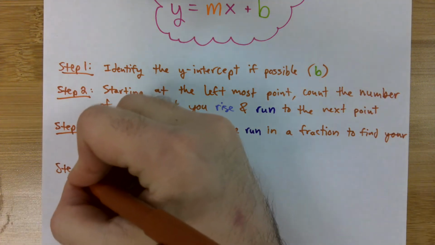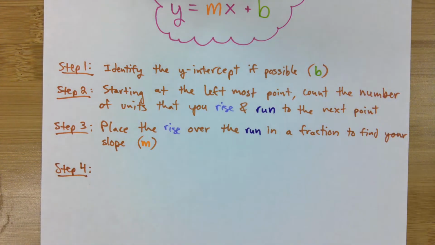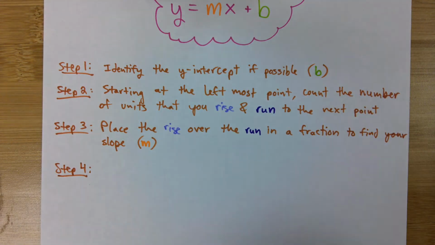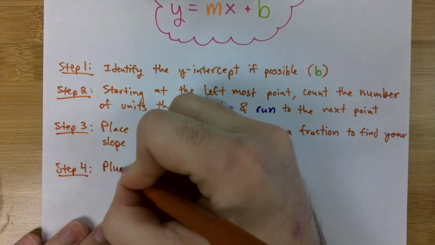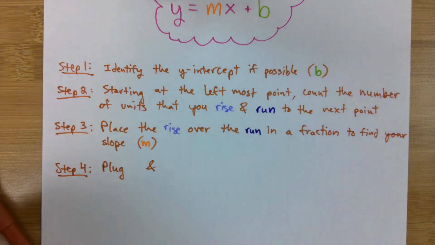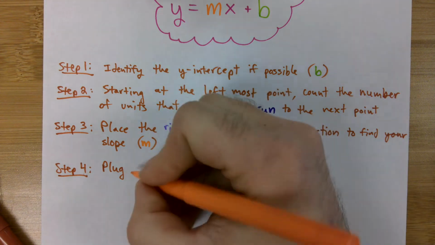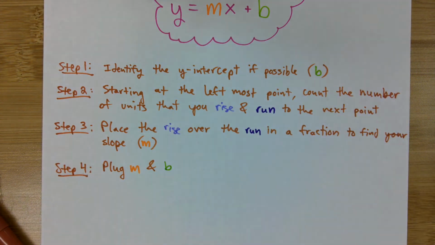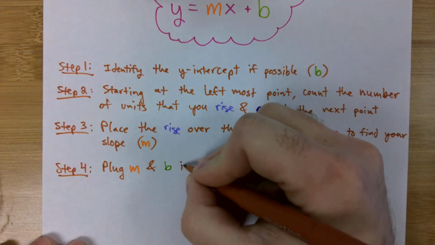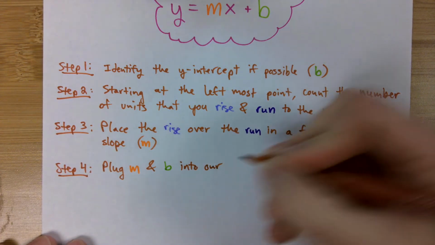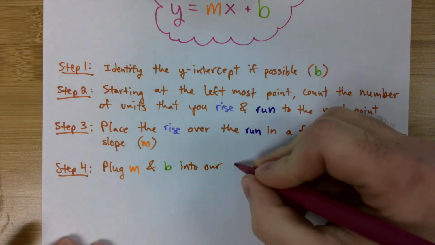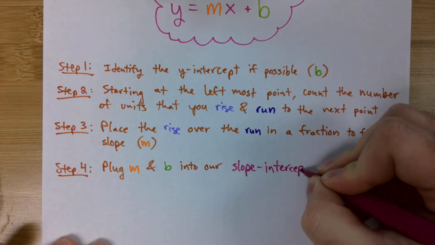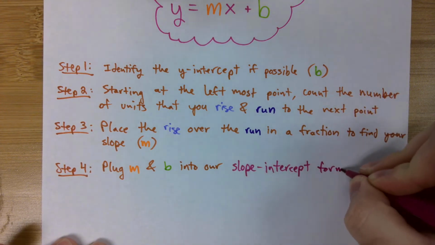And finally, step 4. Is to plug M and B into our slope-intercept form. And that is it. For the steps, not for the notes.